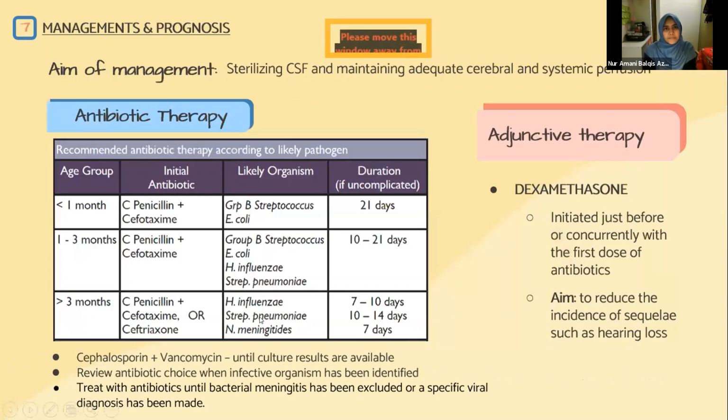And then management and prognosis. The aim of management is to sterilize the CSF and to maintain adequate cerebral and systemic perfusion. So the first thing we can do is to give antibiotic therapy. Even in children, when we suspect meningitis, antibiotic therapy should be given.